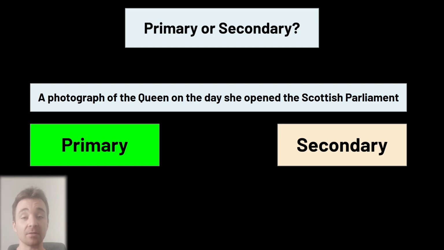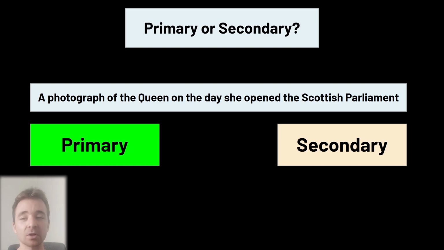Now, a photograph is taken of the Queen on the same day that she's opening the Scottish Parliament. So if we were studying the time period of the opening of the Scottish Parliament, and we came across a photo of that event happening, what that means is someone would have had to be at that event at the time and take that photograph at the time that we are studying. So because this photo was taken of the event that we are studying, someone was there taking that photo at the same time of the time period that we're studying, that is a primary source.